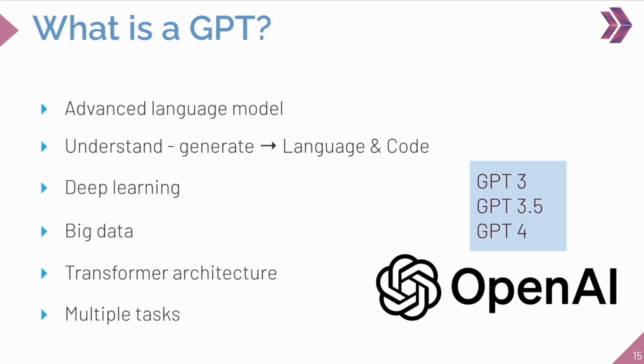They are developed by OpenAI, and they can understand and also generate human and machine languages. Deep learning techniques are employed in the architecture. Of course, GPTs are trained with big data, right? The data is important. And the transformer architecture, which is actually a milestone in the AI world, is used in GPT. We have different GPT models and they can perform multiple tasks. And the most recent one is GPT-4 at the moment.